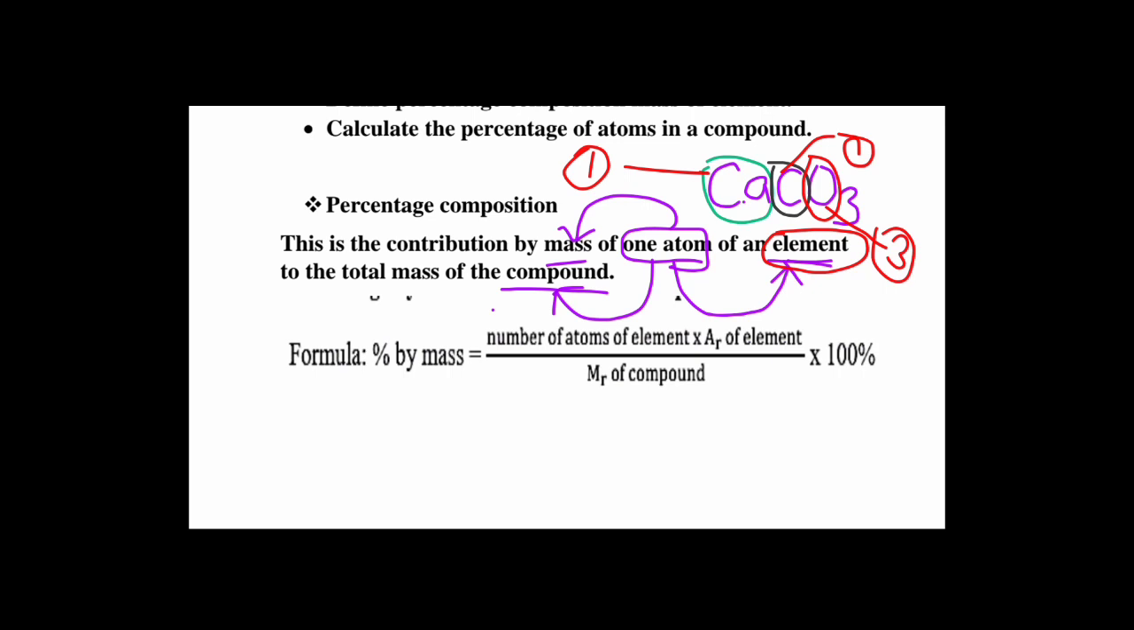Now the question will be, what is the contribution by mass of one atom of calcium to the total mass of calcium carbonate? This is what we are discussing in this video. And that mass should be expressed as a percentage. That's the reason why we are saying percentage by mass. Meaning we are going to have mass, that mass is going to be converted to percentage. Looking at your capabilities, guys, I don't think you are going to be facing challenges on how to calculate the percentage composition.